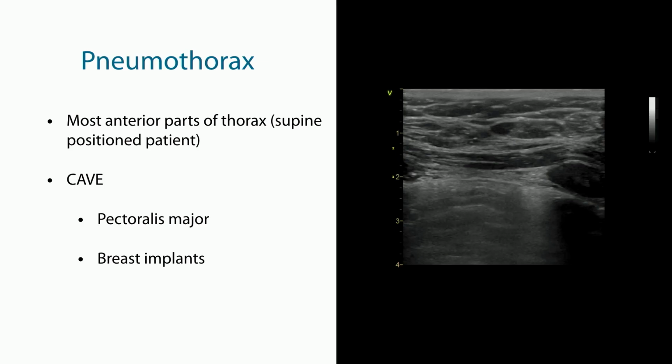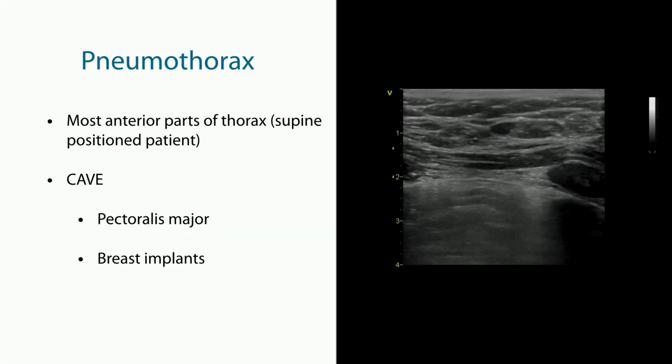a pneumothorax. Remember, air is always located in the most superior parts of the thorax. So image the patients in the supine position in the most anterior location that you can find. Be aware that there's a muscle that could interfere with your observations, that is the pectoralis muscle, and if patients have breast implants, it's a little bit more difficult to determine whether or not a patient has a pneumothorax. Exactly, a breast implant, for example, can mimic a pleural effusion or even pneumonia.